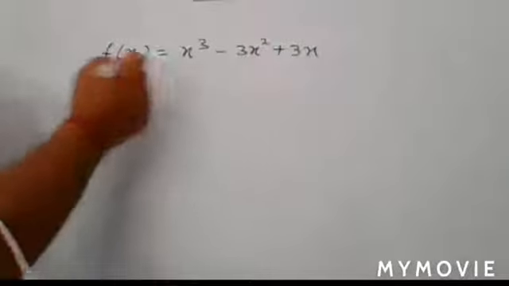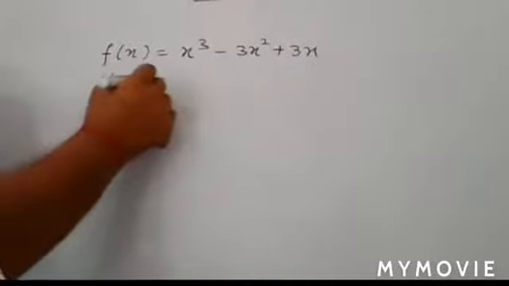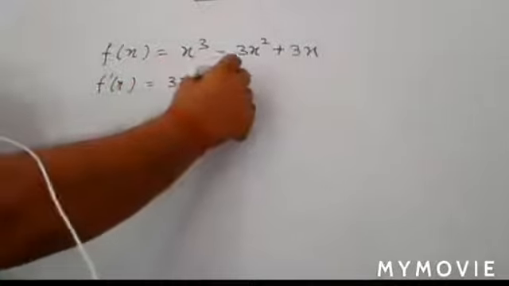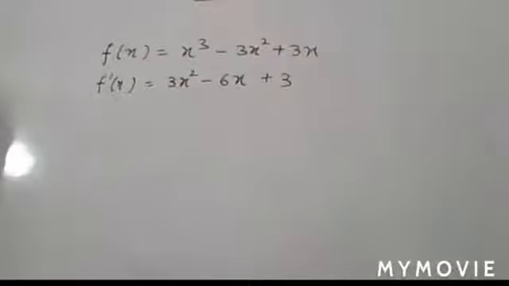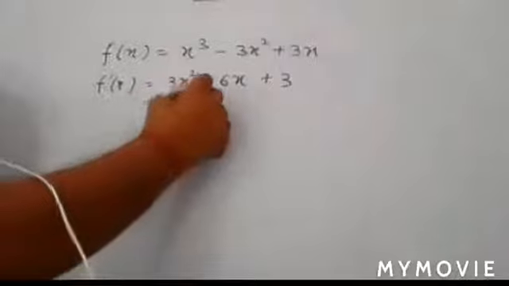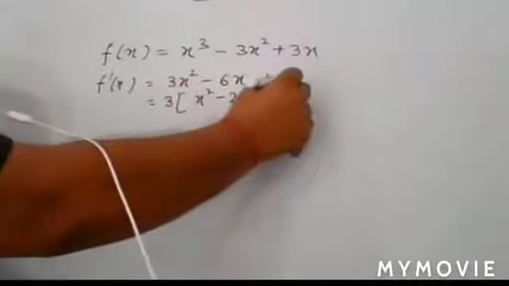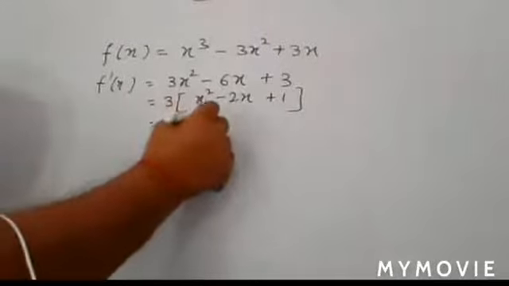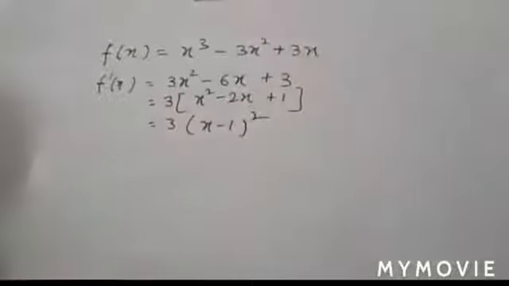Okay, so differentiate it. f dash x is equal to 3x square minus 6x plus 3. Now you try to reduce it to a perfect square form. Taking 3 common, you have x square minus 2x plus 1, which is equal to 3 into (x minus 1) whole square. So how do you prove that this complete quantity is strictly increasing? Here you have 3 times (x minus 1) whole square.